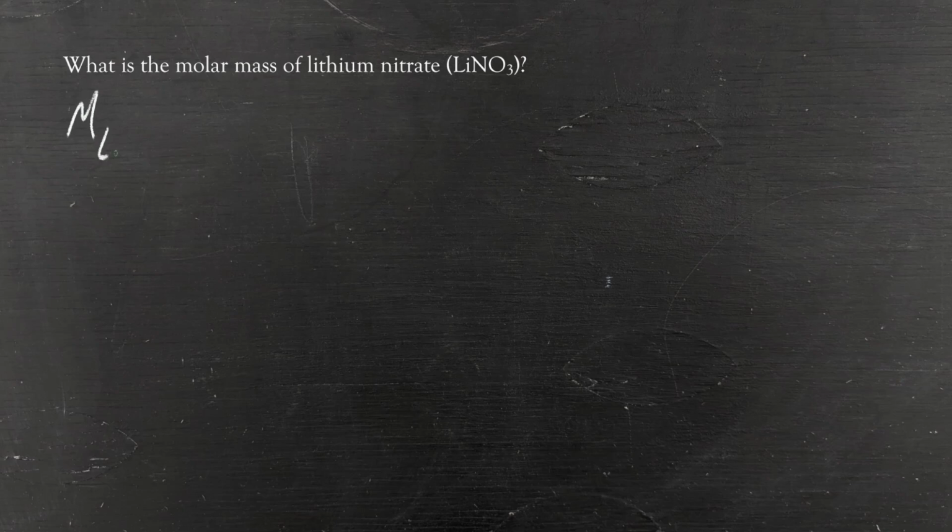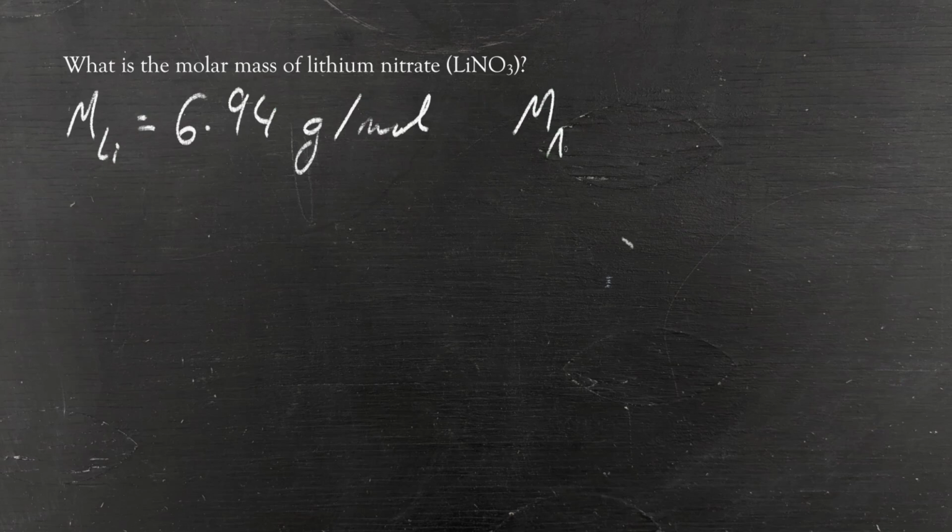The molar mass of lithium is equal to 6.94 grams per mole. The molar mass of nitrogen, that is equal to 14.01 grams per mole.